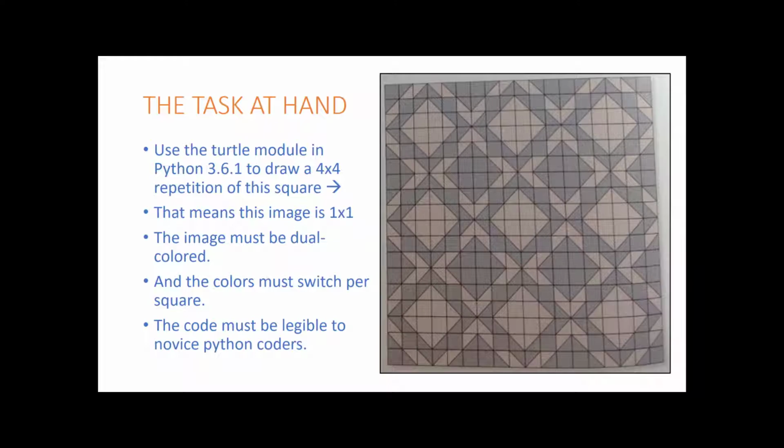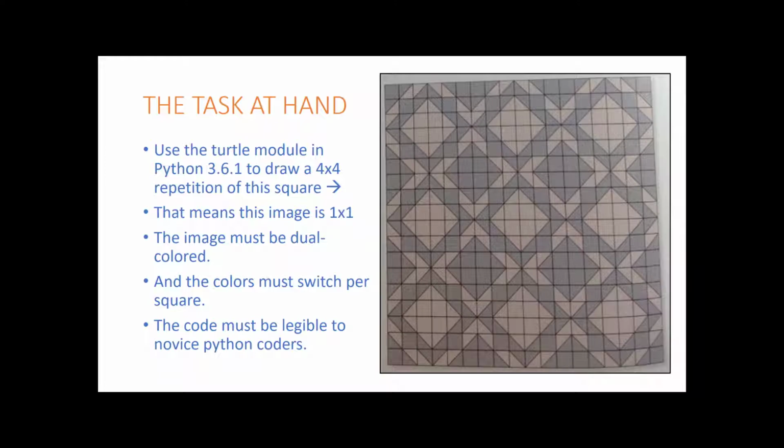So the task at hand is to use the turtle module to create this image here. And not only that, we're going to repeat this image 4 times up and 4 times across to create a 4x4 of this image. Alright, so that means this image is considered a 1x1. The image must be dual colored and the colors must switch per square. And the code must be legible to novice Python users.